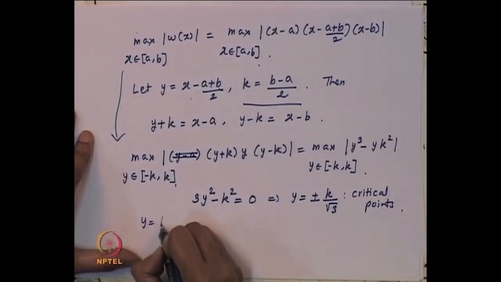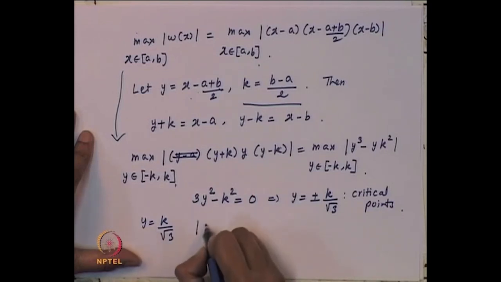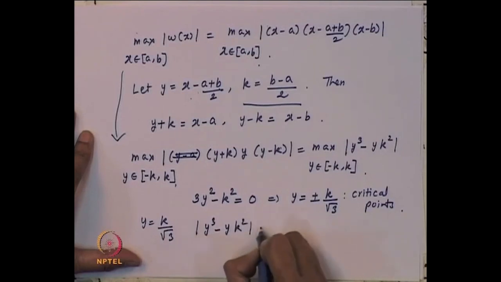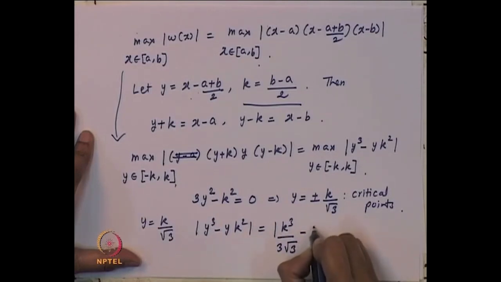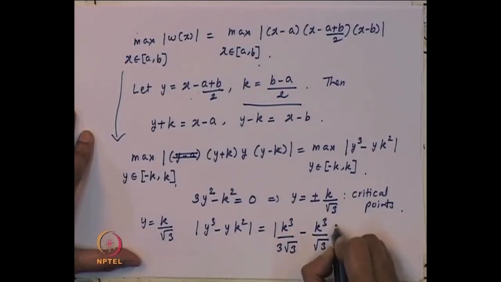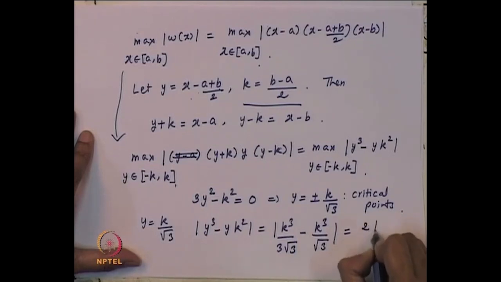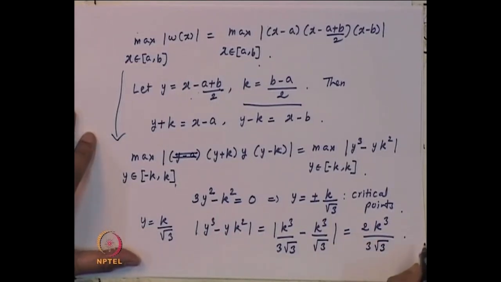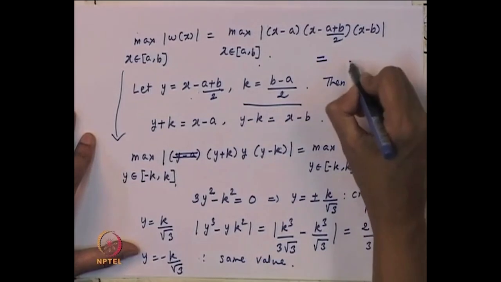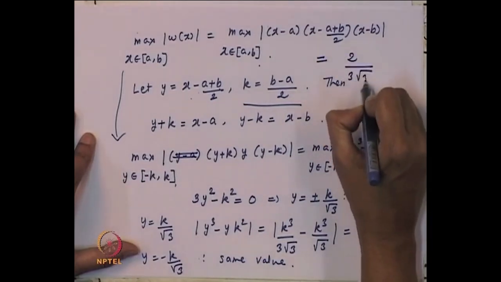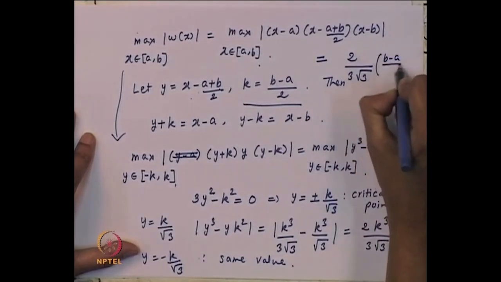When you put y is equal to k by root 3, then the modulus of y cube minus y k square is going to be k cube by 3 root 3 minus k cube by root 3. So, this will be 2 k cube divided by 3 root 3, its modulus. And for y is equal to minus k by root 3, you are going to get the same value. So, the maximum of this is going to be equal to 2 upon 3 root 3 and k cube, which is b minus a by 2 whole cube.